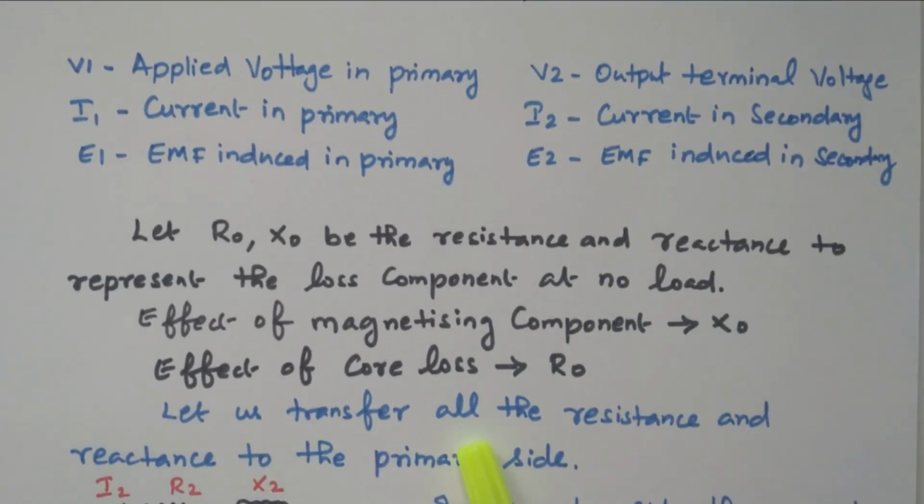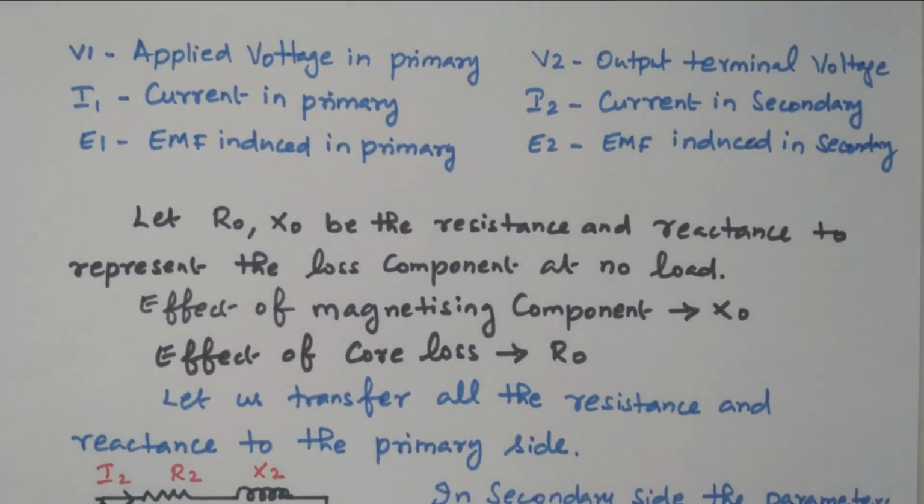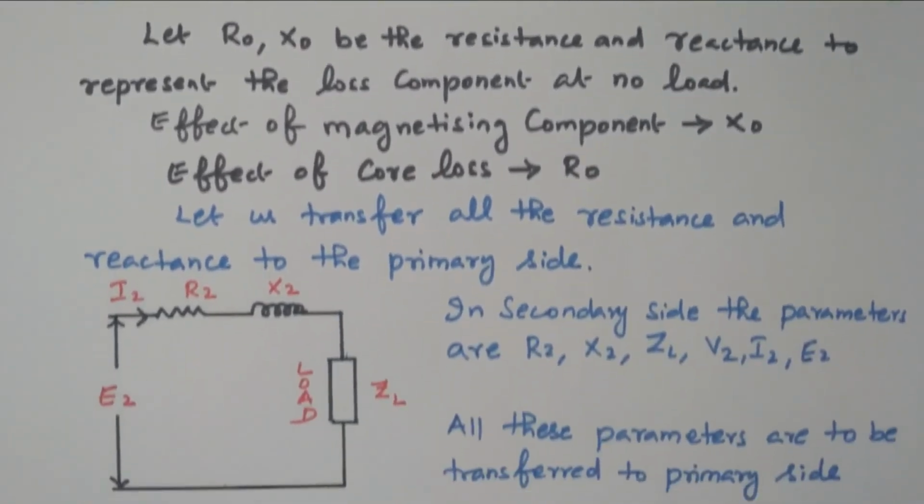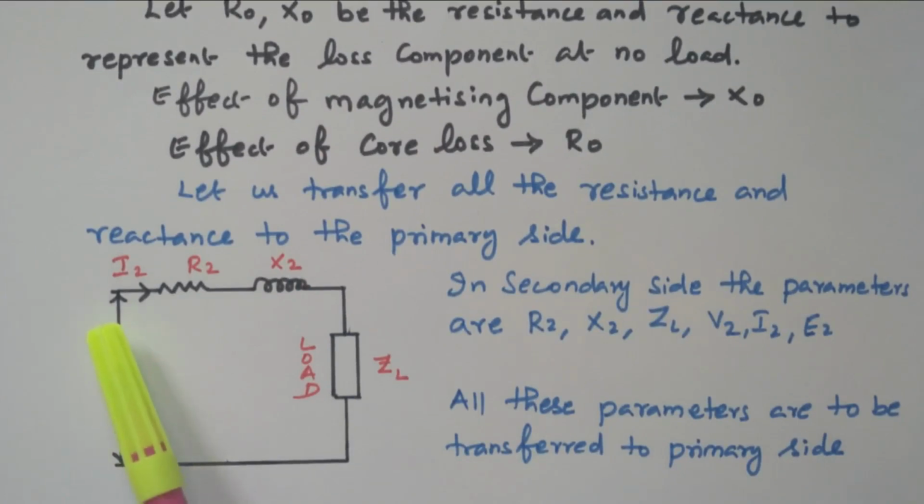Now let us transfer all the resistance and reactance to the primary side in order to frame the equivalent circuit. That will be very easy for further calculation. So we will transfer all the parameters available in the secondary to the primary side. What are available? On the secondary side we have the induced EMF, secondary current, secondary resistance, secondary reactance, as well as load impedance ZL. Now we will transfer all these five parameters to the primary side.